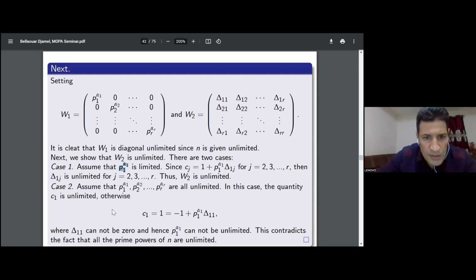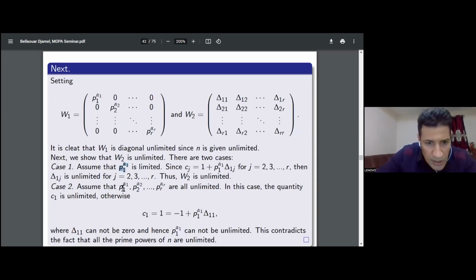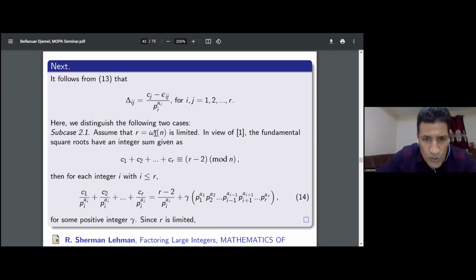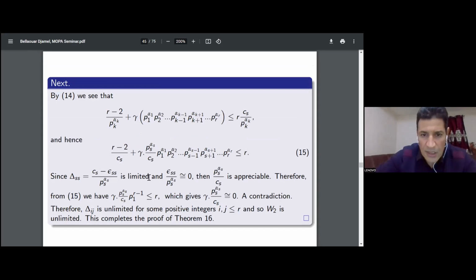Okay, and in the case when all the prime factors of n are unlimited, here we distinguish two subcases. When the number of prime factors of n is limited, we use the following congruence equation, because in the case when n equals 6, we have 1 plus 5 is congruent to 0 modulo 6, because 6 equals 2 times 3. And in the next case, when the number of prime factors of n is unlimited, okay, we can show that the matrix omega 2 is unlimited.